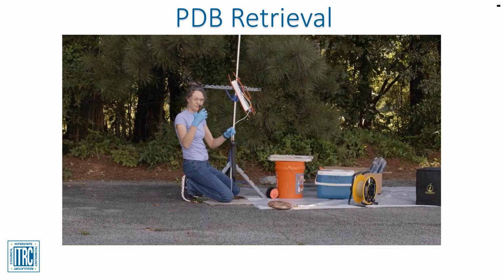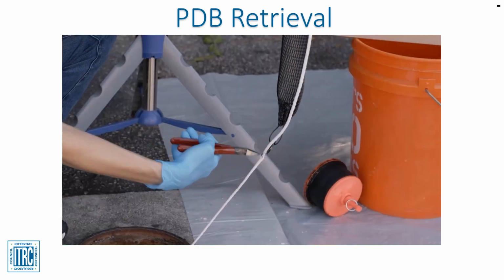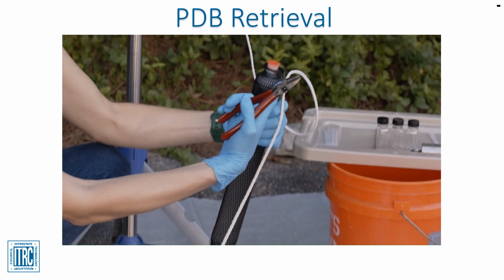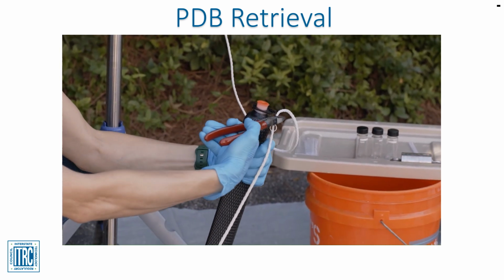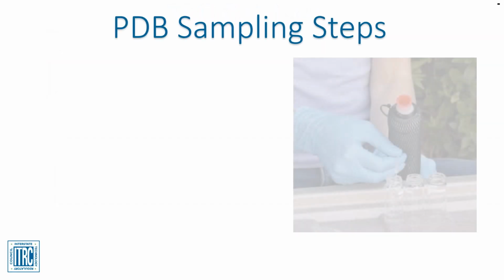Snip off the zip ties and remove the PDB from the tether, leaving the connection rings in place on the tether. Set up sample bottles on a flat surface.